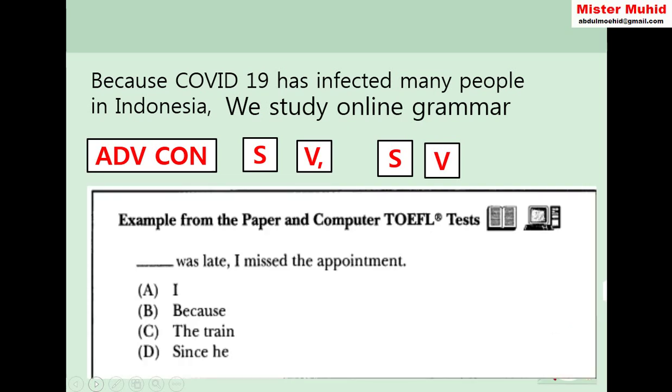Okay, this is also another sample from the book. Blah blah blah was late. I missed the appointment. So I see the first was is the verb, I is the subject, missed is the verb. So I don't have a subject and I don't have an adverb connector. So which one do you think is the answer? Anybody knows?